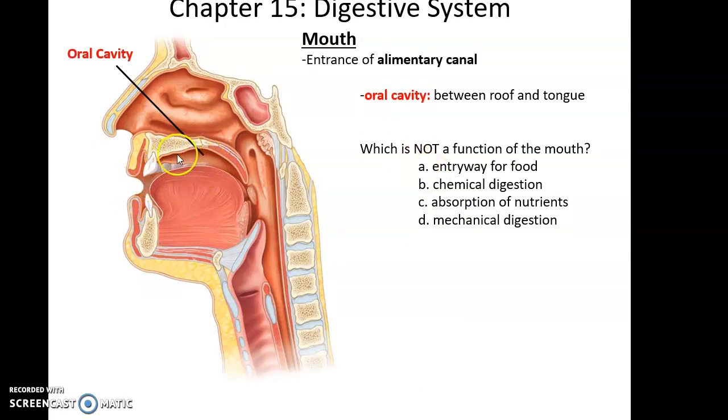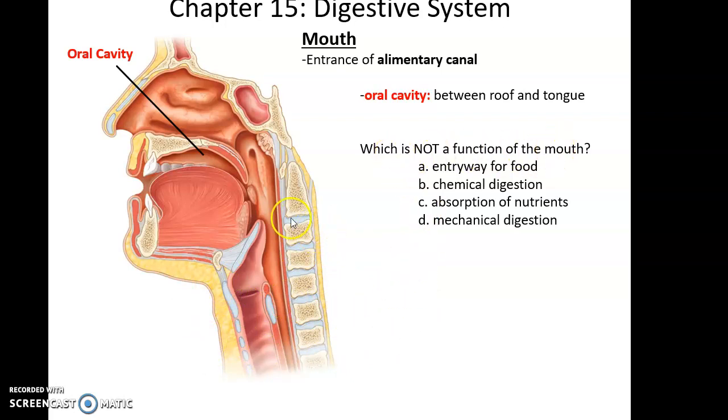Here is the mouth with the oral cavity. The oral cavity is the entrance for the alimentary canal. So food and drink enters the mouth, enters the oral cavity. The oral cavity is the space between the tongue and the roof, which of course means the oral cavity size can vary depending on if you have your mouth wide open or shut tightly closed.